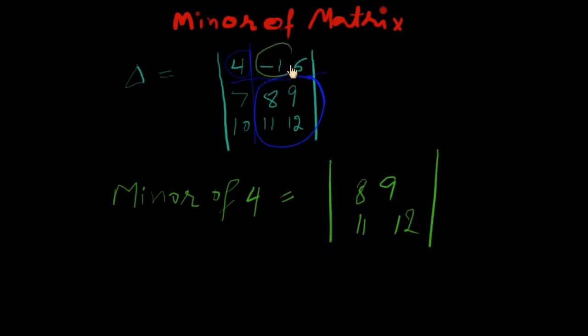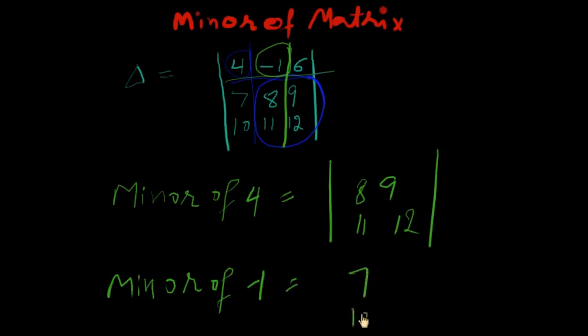Suppose you want to know the minor of minus 1. So we leave this column and this row, and minor of minus 1 will be 7, 10, 9, 12. Like this we can calculate each element's minor by leaving its row and column.